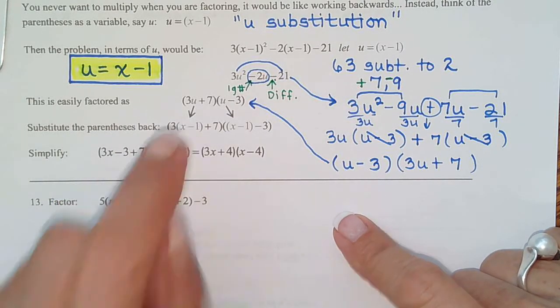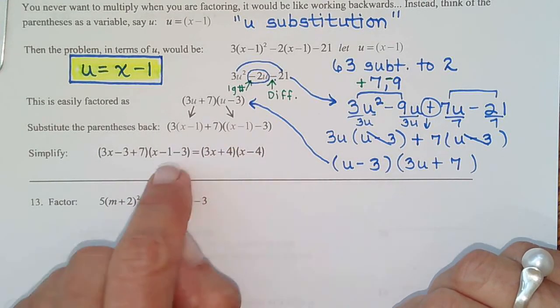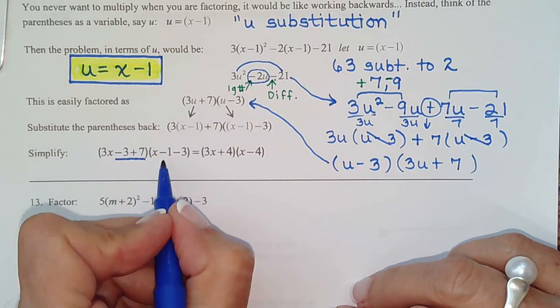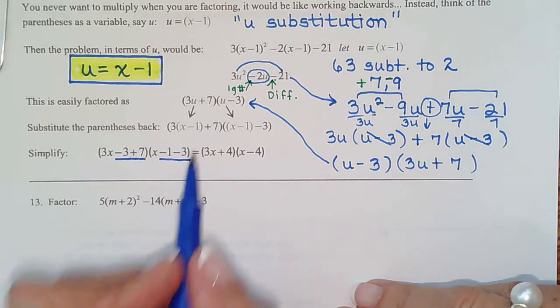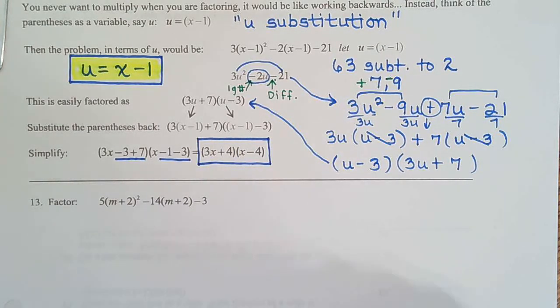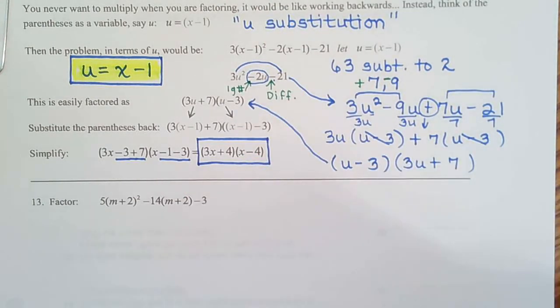So then I distribute 3x minus 3 plus 7x minus 1 minus 3. I combine like terms. 3x plus 4, combine like terms, x minus 4, and there's my answer. So I did the whole problem by kind of faking it. I took out what looked weird, put another number in, and then plugged it back in at the end. And we call that u substitution. Awesome, right?